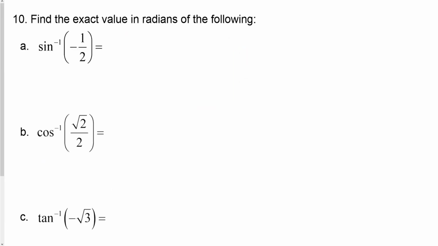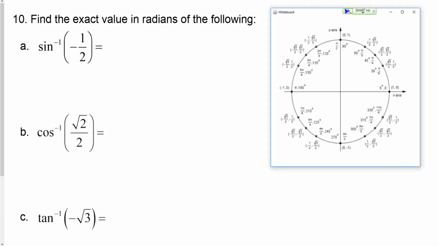Number 10. Find the exact value in radians of the following. So part A, I have the arcsine of -1/2. In order to do this, if you have a few of them, it's going to be best to have your unit circle handy. So I've got mine, and the arcsine of negative 1/2, just remember, sine is going to have to answer in quadrants 1 or 4.